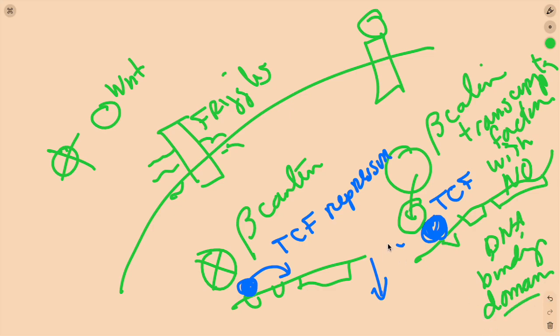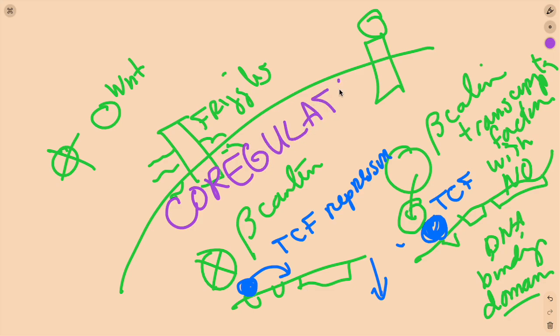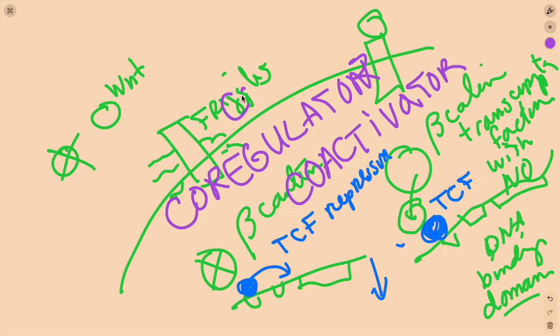And what it does is beta-catenin blocks TCF and switches it. The term for these types of transcription factors is they're given a special name: they're called co-regulators. So a co-regulator is a transcription factor that does not have a DNA binding domain. And they're either going to be a co-activator, and that's what beta-catenin is, or a co-repressor.